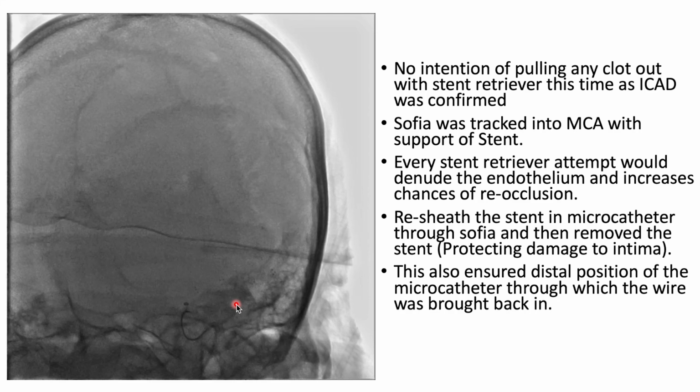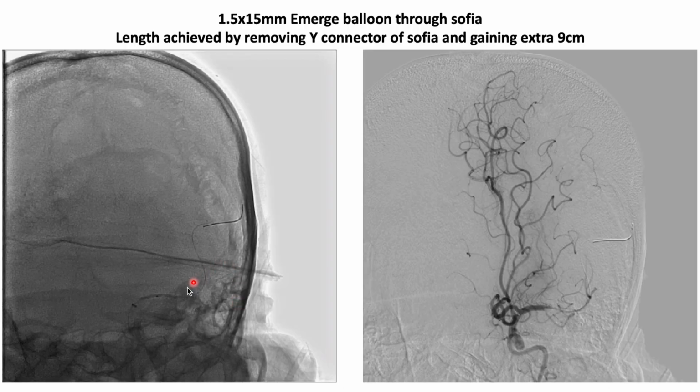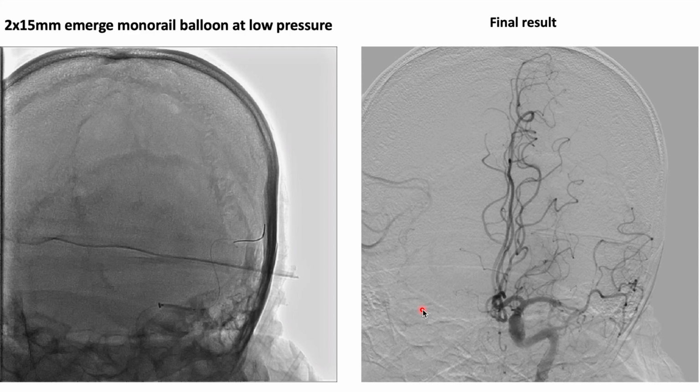So now I took my balloon in. That's a 1.5 millimeter balloon. You can see now it's in the lesion, and I've inflated it. I removed the Y connector from the Sophia, and then it was much easier, and I gained some extra length, and the balloon came out. But the result wasn't very satisfying. So then next thing, I took a 2 by 15 millimeter Emerge monorail balloon through Sophia, and I did inflation with that, and this is the final result.